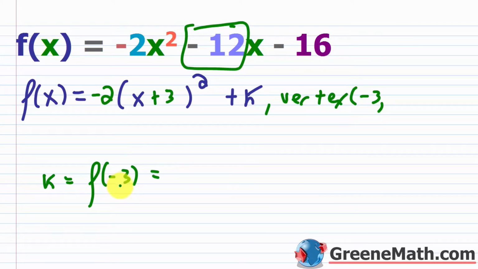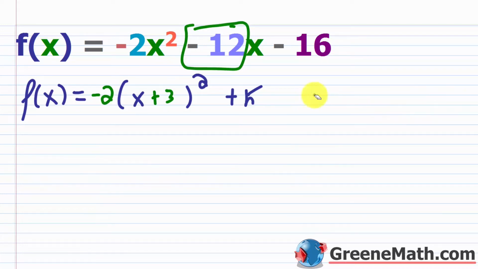So f of negative 3 is what? Well, we'd have negative 3 squared, which is 9. 9 times negative 2 is negative 18. And then you'd have a negative 12 times a negative 3, which is plus 36. And then you'd have minus 16. Well, 36 minus 16 is 20. And then negative 18 plus 20 is positive 2. So this is going to be 2 here.